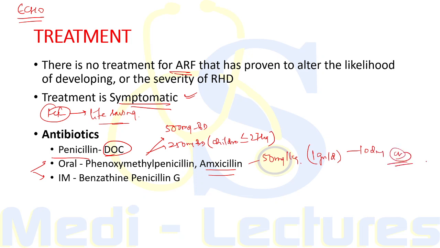So this was about the oral drugs. We can also give intramuscular benzathine penicillin G, which can be given as a single dose intramuscular injection of 1.2 million units, or 0.6 million units in children less than 27 kg body weight.